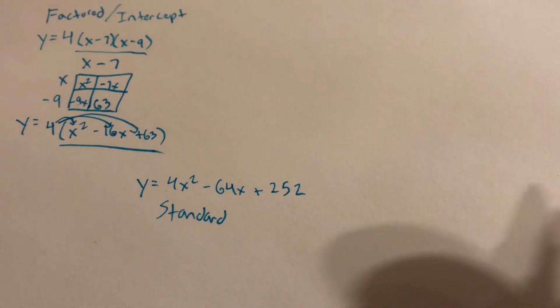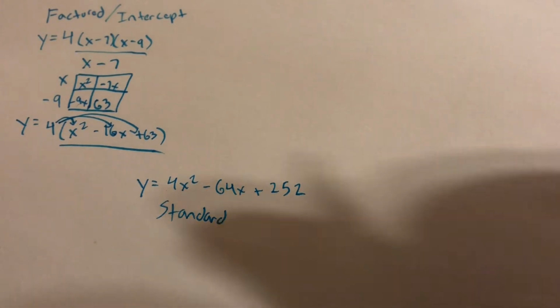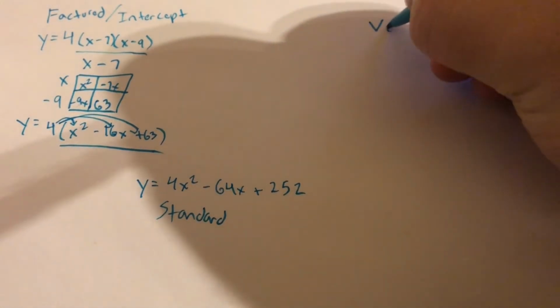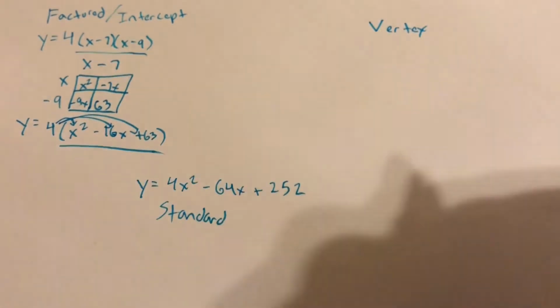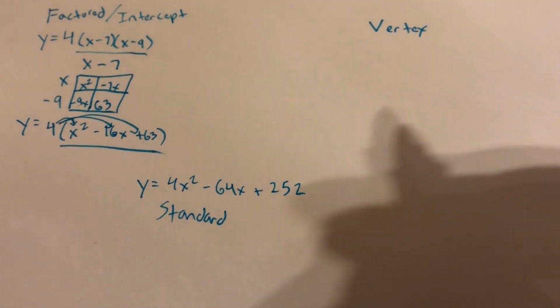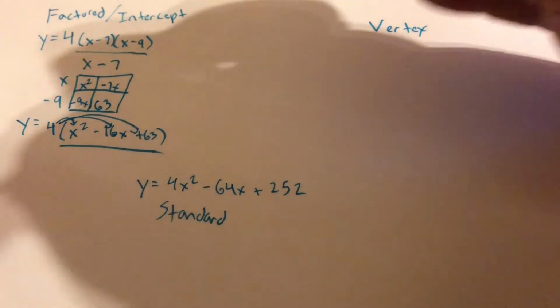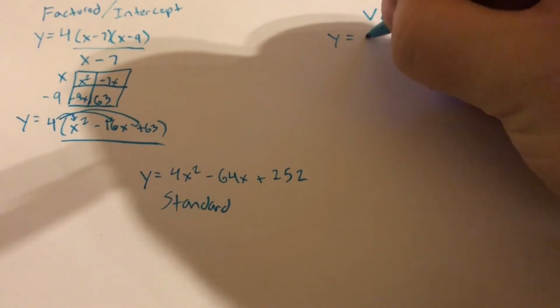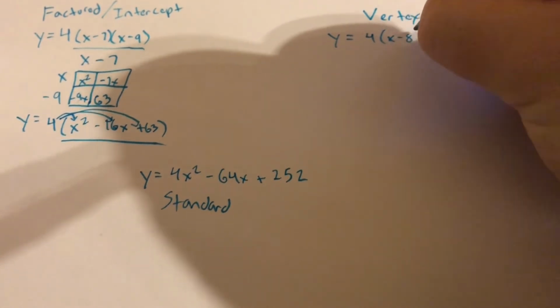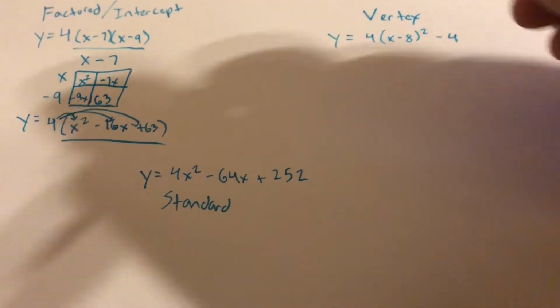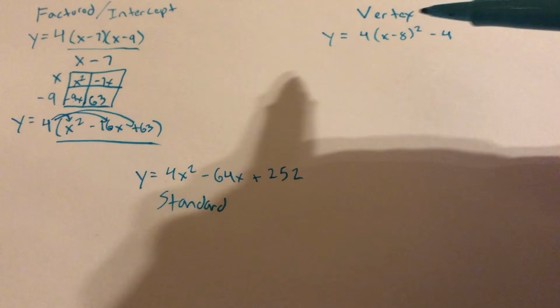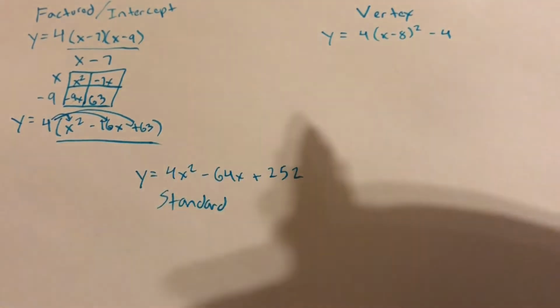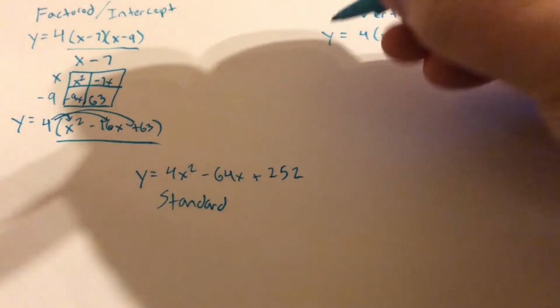Now we're going to go from vertex to standard form. So if we use the same equation, so this is the same equation in vertex form. Theoretically, we should get the same exact standard form equation if these make the same graph. Let's see if we get the same answer.